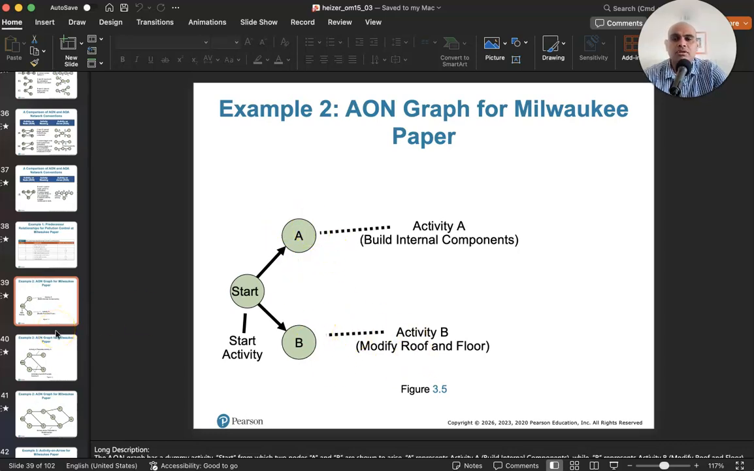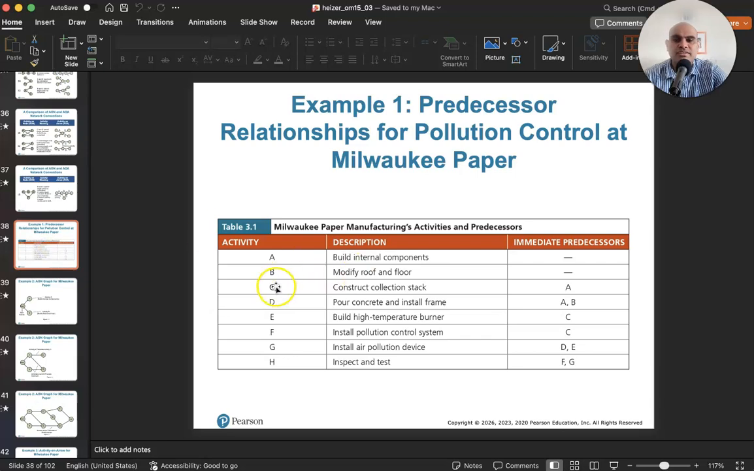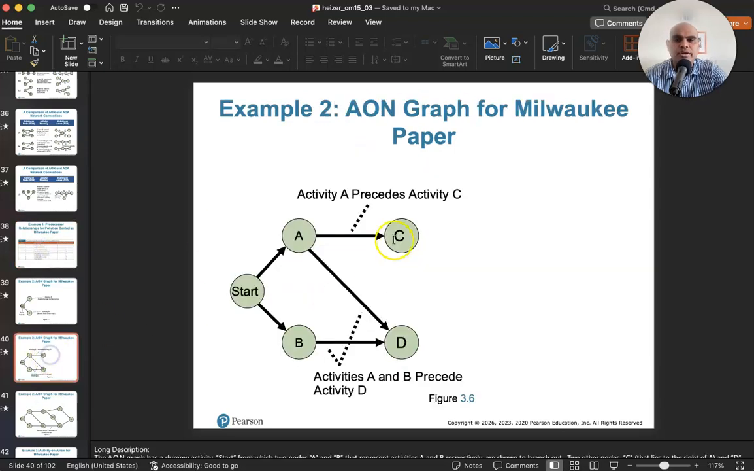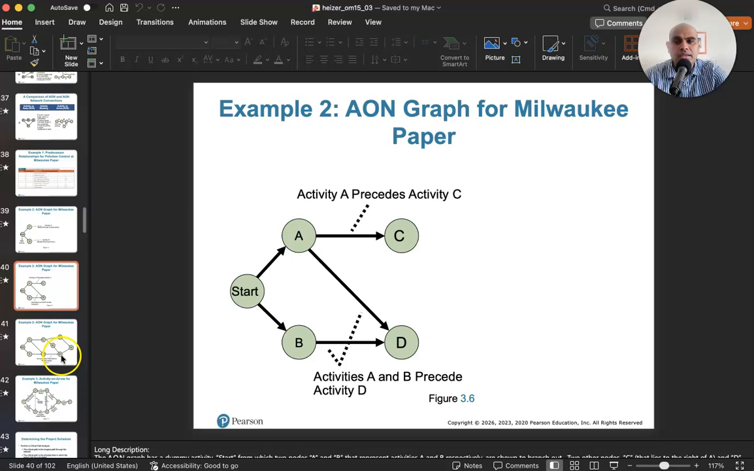Now, once that's done, let's look at the next. Next, you have activity C, which has A as its predecessor. So you have an arrow going from A to C. Then you have activity D, which has B as its predecessor. So then you have activity D. Then you have activity E.